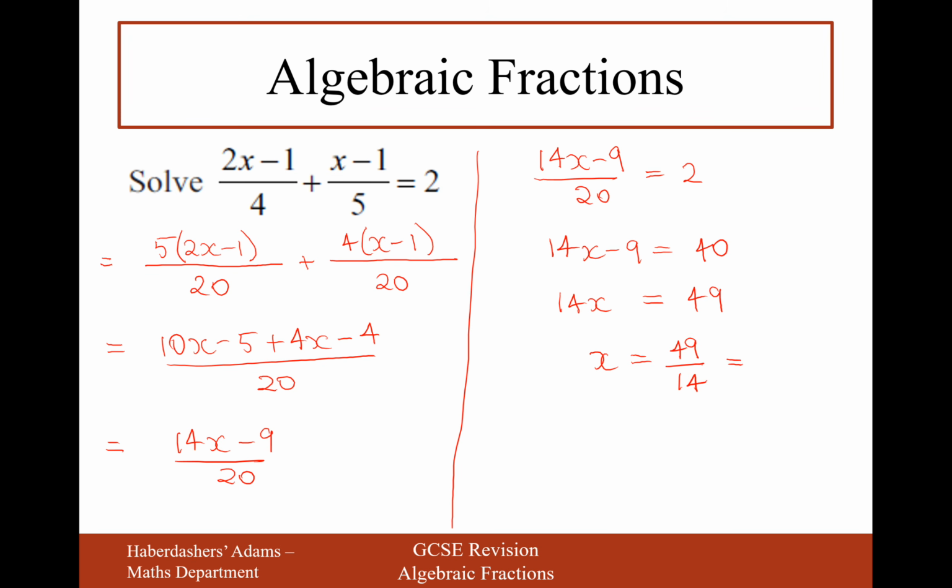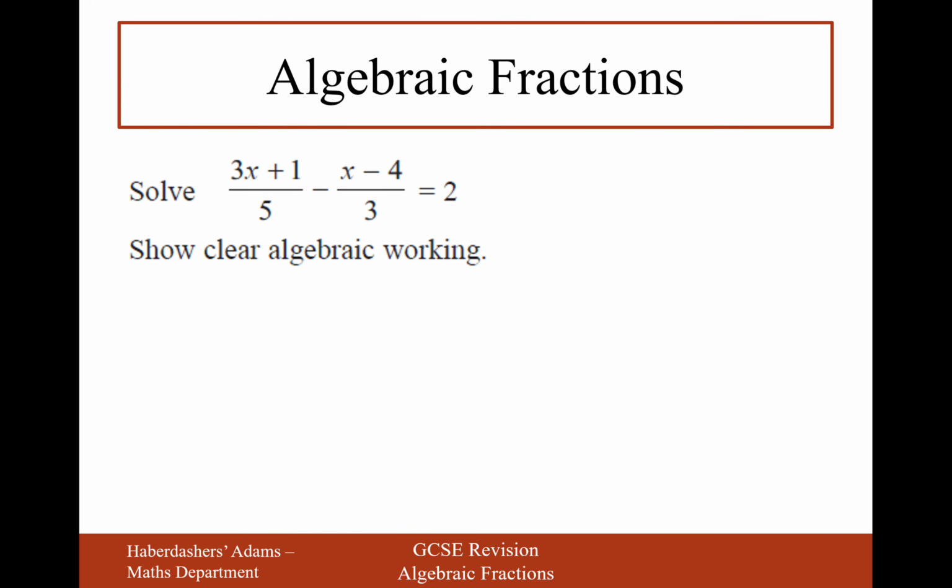And I think you can cancel out a factor of 7 on the top and bottom here. So that's going to make it 7 over 2. So there we are. 7 over 2 is the answer for x. We've solved this equation. Okay, let's move on to the next one. Pause the video and give this one a go.